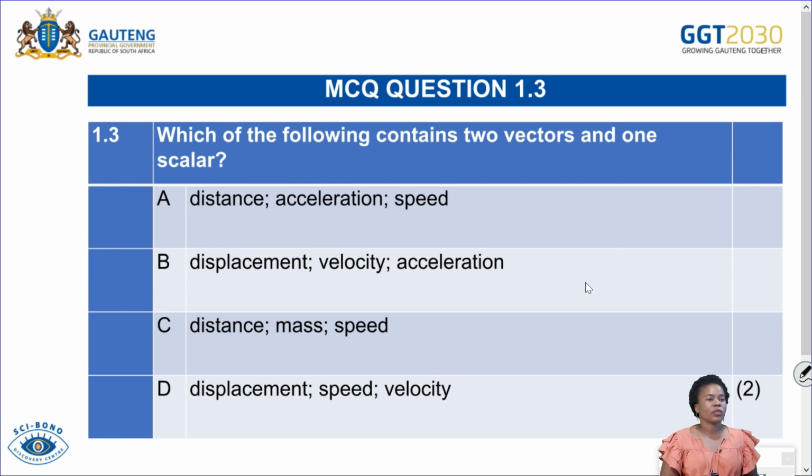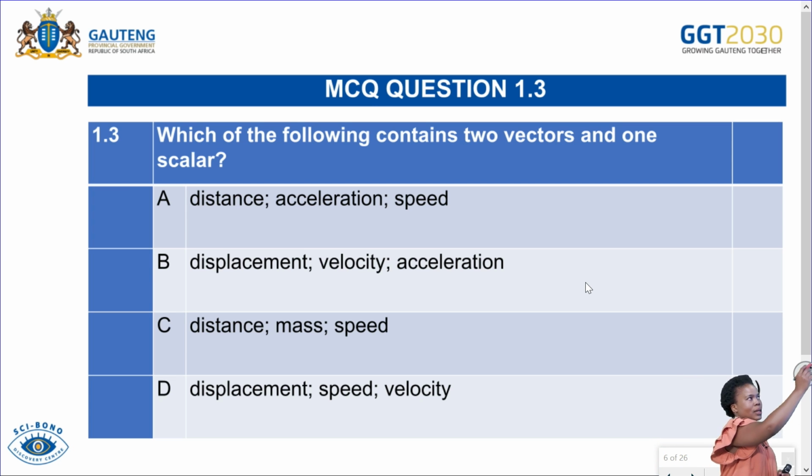Question 1.3. Which of the following contains two vectors and one scalar? This one is a very nice one because it challenges us to know the physical quantities that we consider as scalars and the physical quantities that we consider to be vectors. Remember, these are two different ones. The one thing that you have to do here is determine each physical quantity that is presented to us so that you classify it as a vector or scalar, because we're looking for an option that provides two vectors and one scalar. Now let's get down to it.